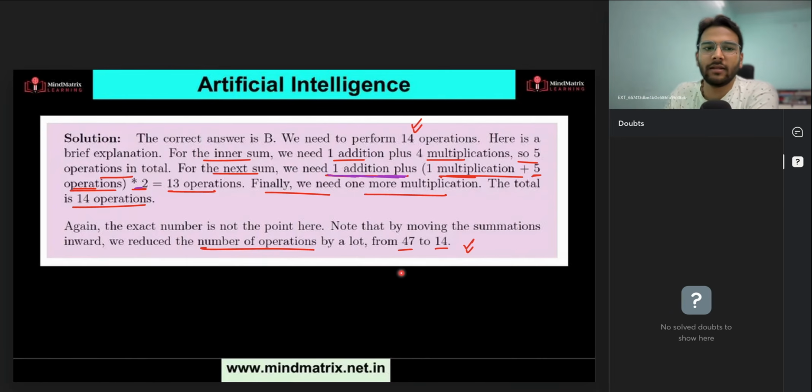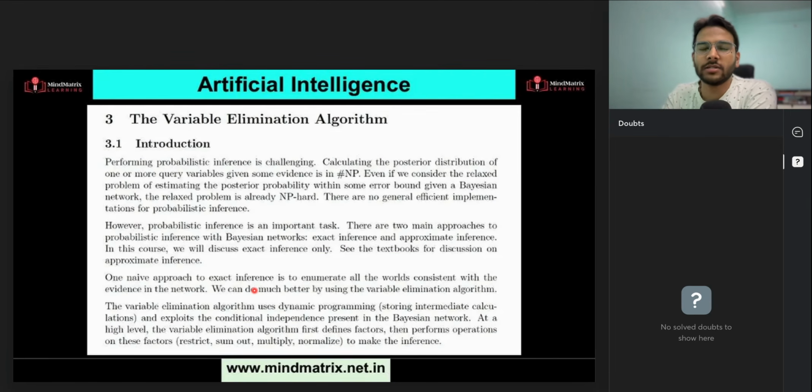Clear? And again, they have also clearly mentioned that the exact number is not the point here. You should understand what is happening here. That's all. Exact number, they are not interested. Okay. So just give it a read to this variable elimination algorithm. You can just read these 3 paragraphs later on.